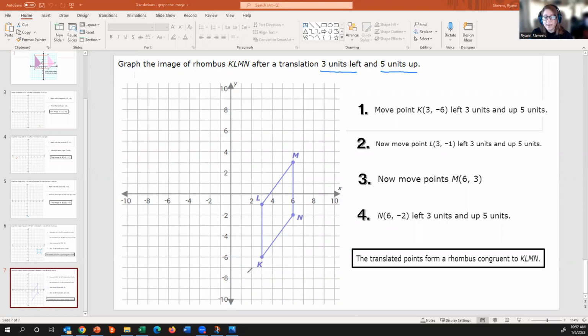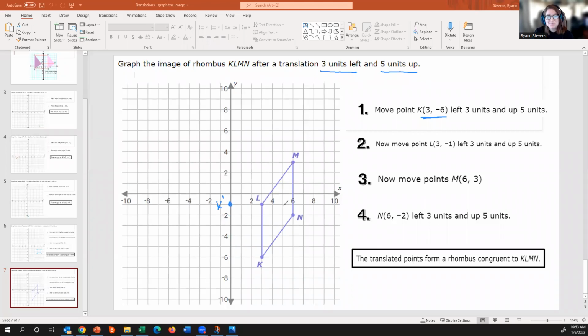And so we're going to start with point K here. Point K is at 3, -6. We want to move this left 3 units and then up 5. So from point K, we're going to count over 3 units to the left, 1, 2, 3. Then we're going to go 5 units up, 1, 2, 3, 4, 5. This will be where the image of K will be. So I'm going to erase the rest of this.